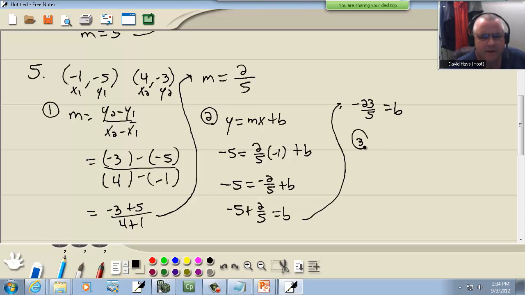Okay, step 3. Write our answer down. Well, we found m. M we said was, where is m? 2/5. That's up here. So we've got y is equal to 2/5 x, and we found b, which is negative 23 over 5. And that would be your answer.